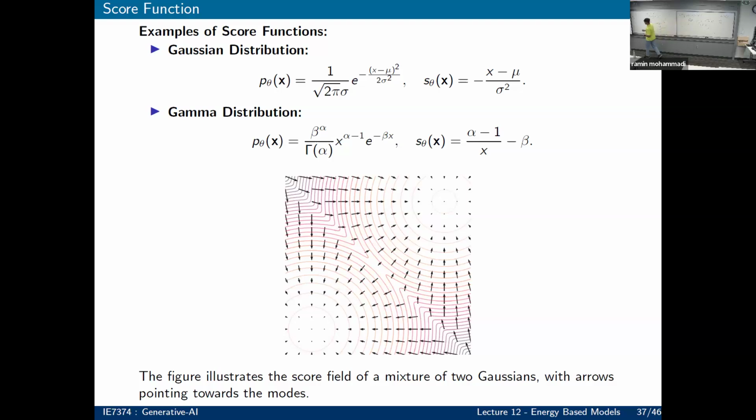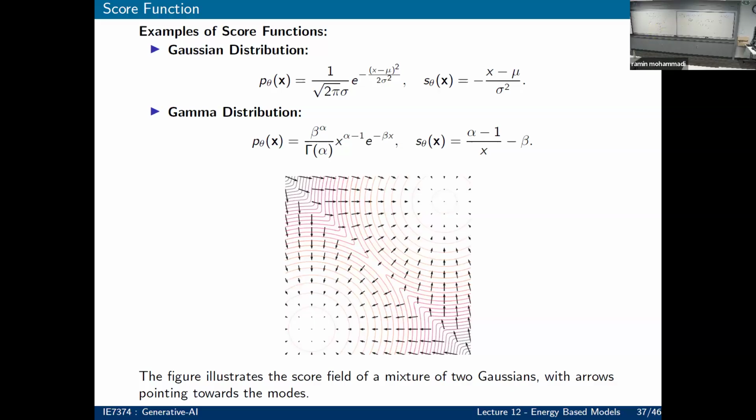So think about, on top you have a Gaussian distribution. This is the normalized energy function, the normalized version. If you take a derivative of this with respect to x, this term becomes the score function. So this is called the score function. If you have a gamma distribution, this is called the score function of the gamma, the derivative of that with respect to x.